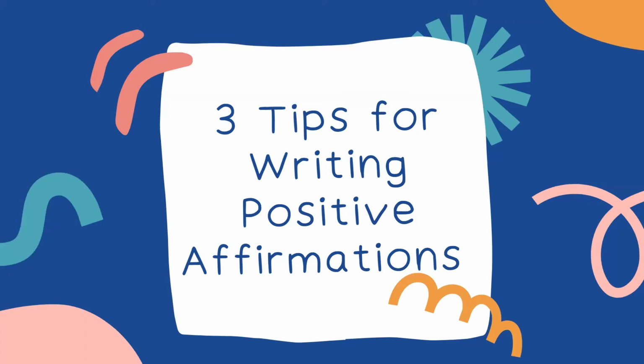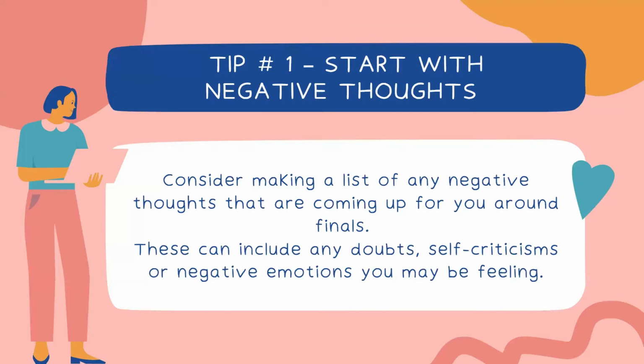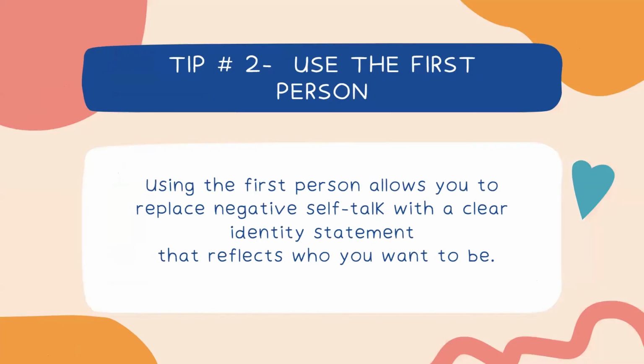Now, here are 3 tips for writing positive affirmations of your own. Tip number 1, start with negative thoughts. List any self-doubts, limiting beliefs, or negative emotions you may be feeling. For example, you can list any negative thoughts that are coming up for you surrounding final season. Tip number 2, use the first person. Using the first person allows you to replace negative self-talk with a clear identity statement that reflects who you want to be.